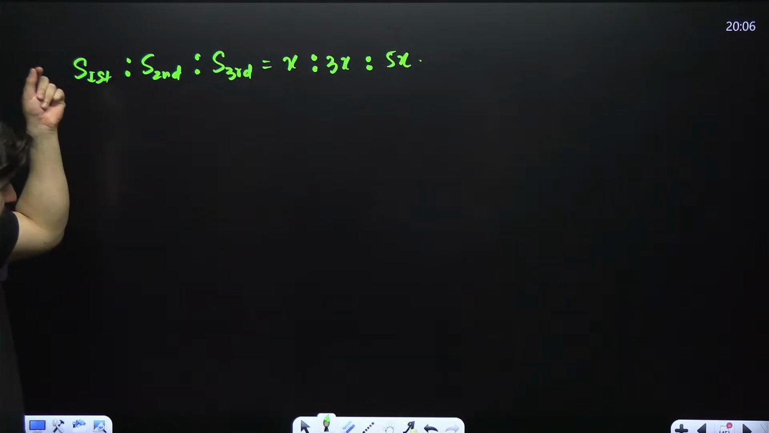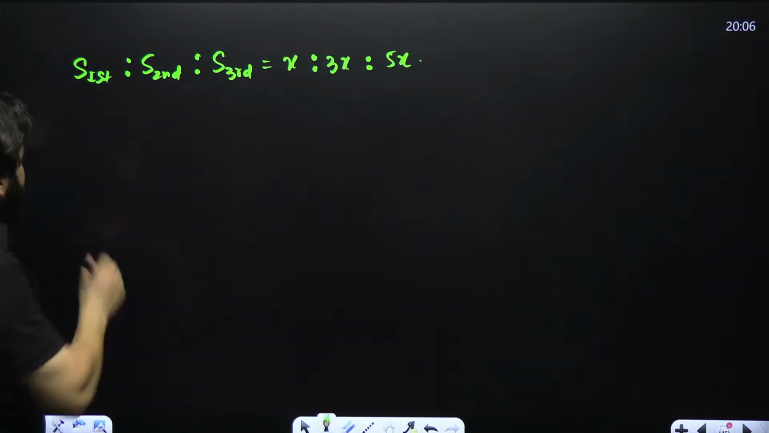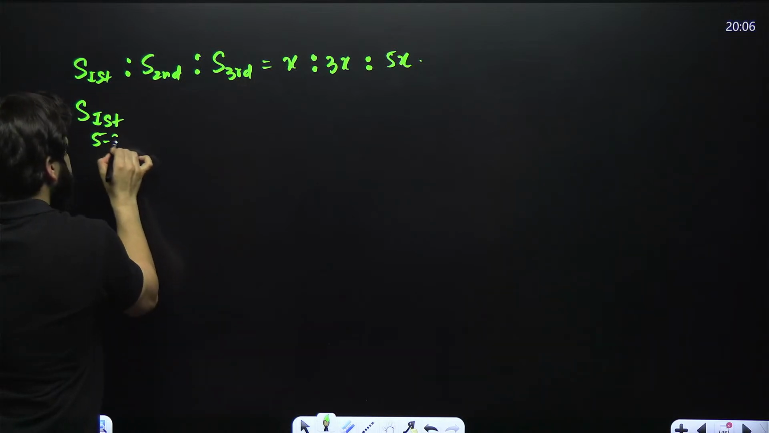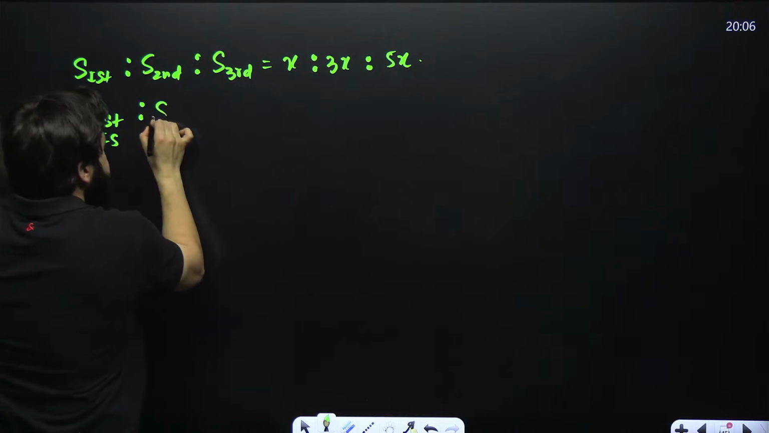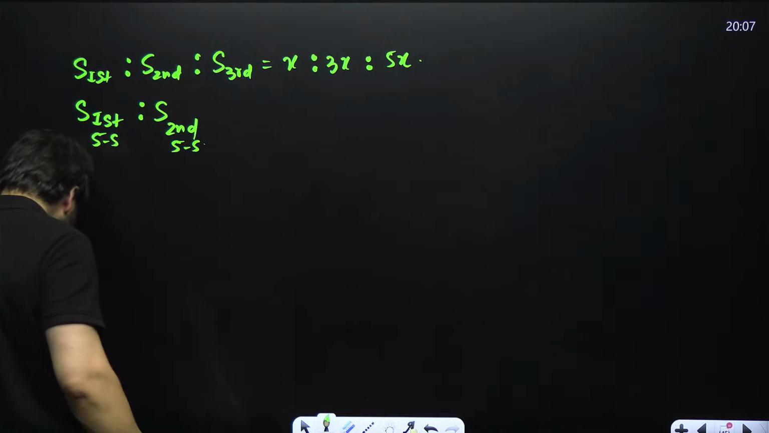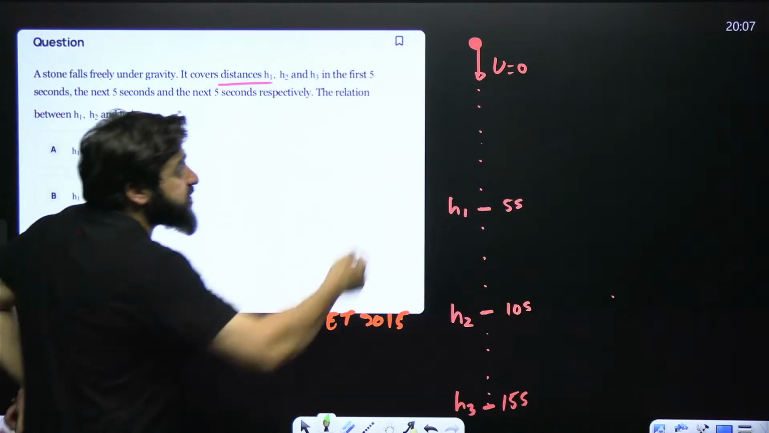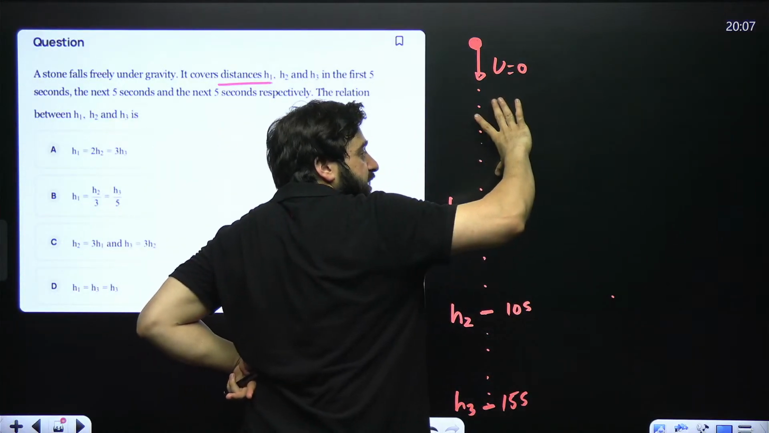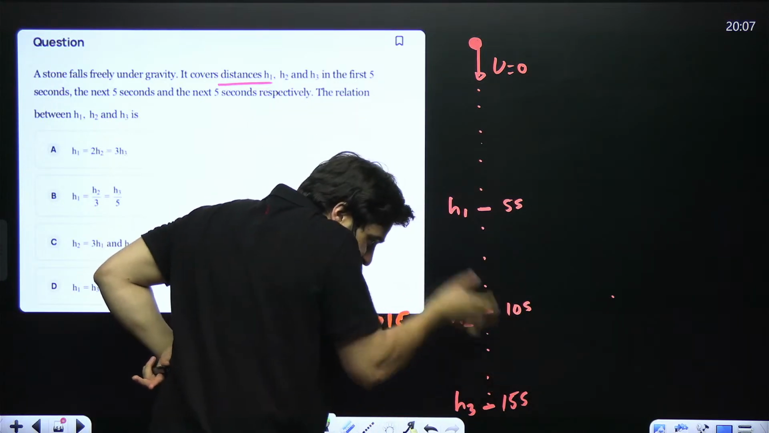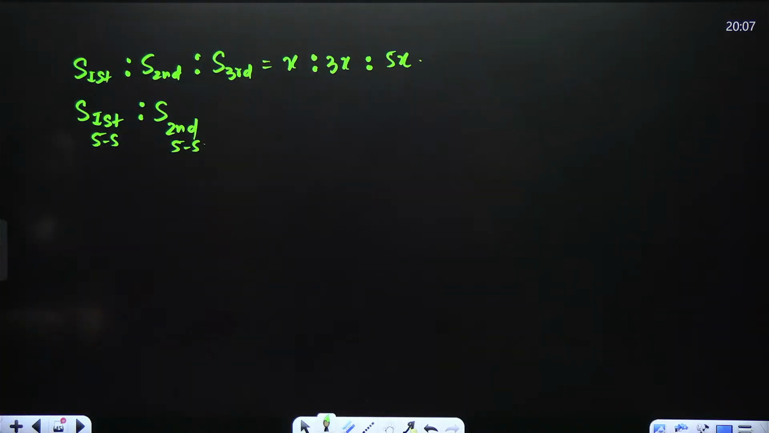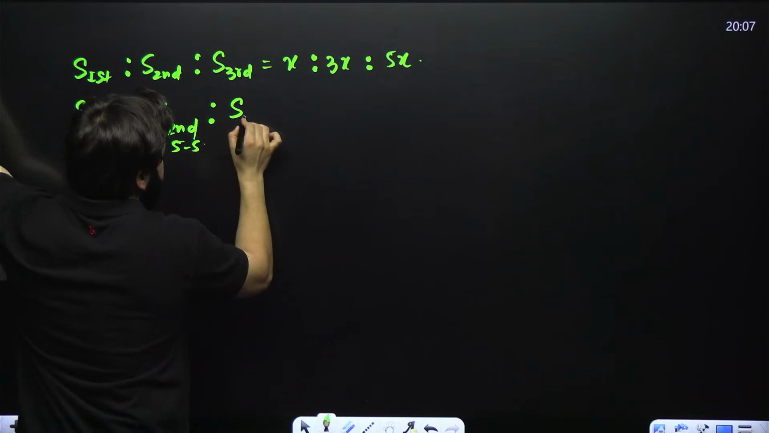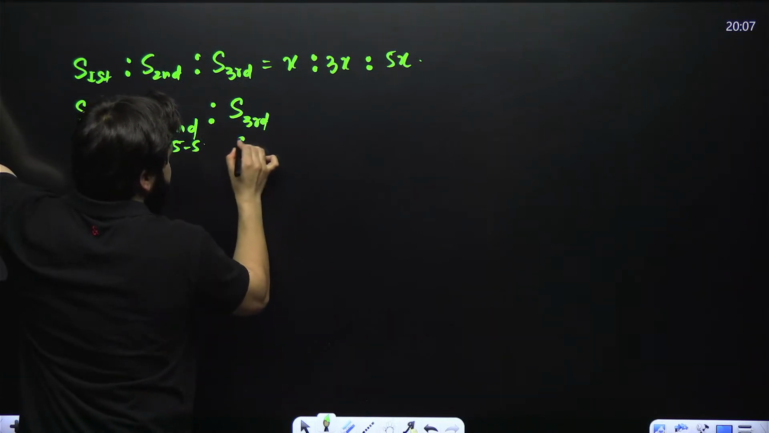Now, instead of the first second, here you have been given the first 5 seconds. We can also write it something like this: first 5 seconds is to displacement in the second 5 seconds. Sir, what does that mean? That means first 5 seconds means this interval, second 5 seconds means this interval, third 5 seconds means this interval. Okay. So we say displacement in the third 5 seconds.